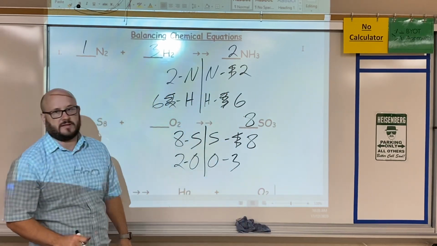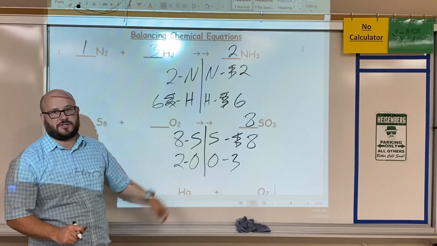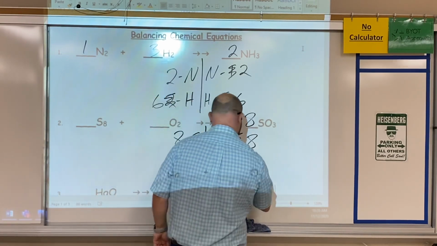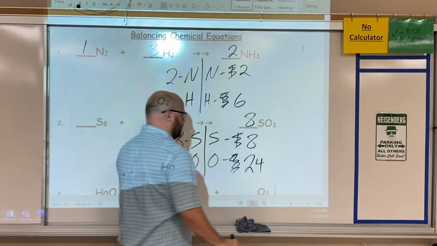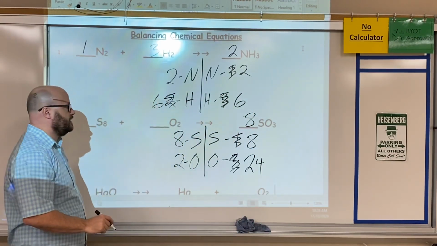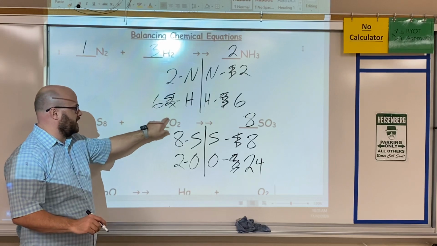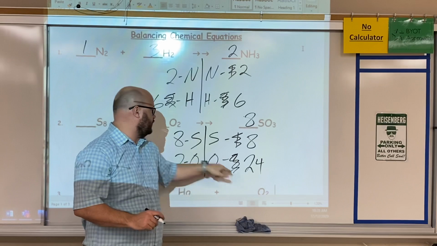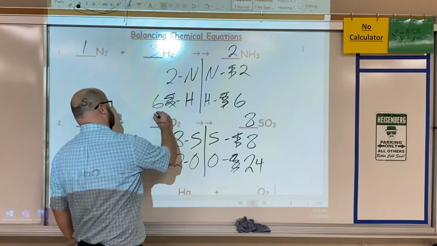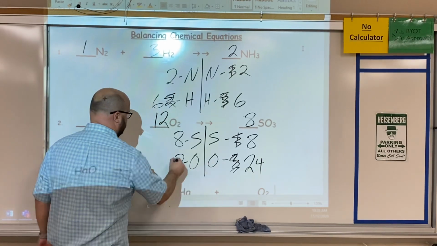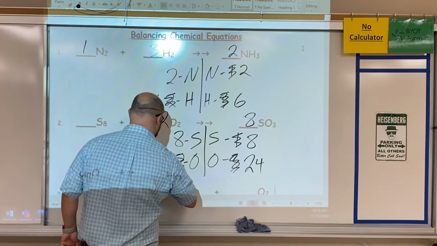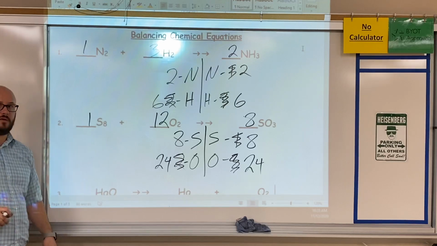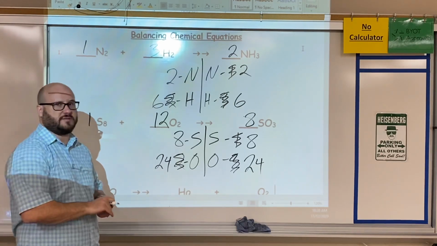Now sulfur's balanced. You have to recalculate your oxygen. 8 times 3 gives us 24. Now our sulfur is good. We got to make oxygen equal 24. It's a diatomic, so 24 divided by 2, we need to put a 12 right there. And there's our place marker. Does it make sense a little bit? Let's try some more difficult ones.